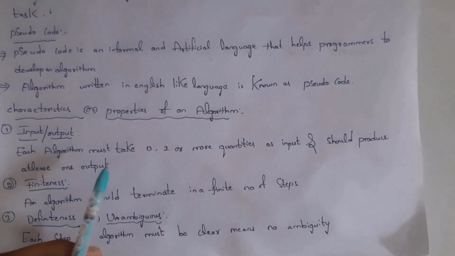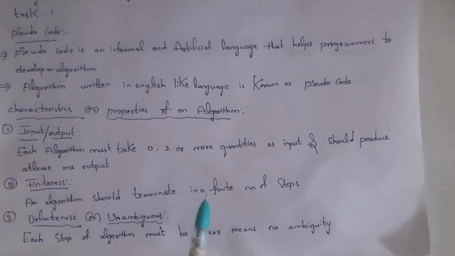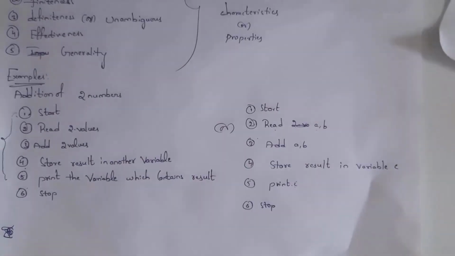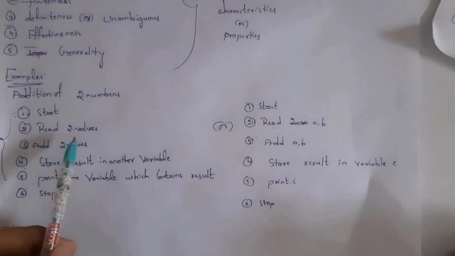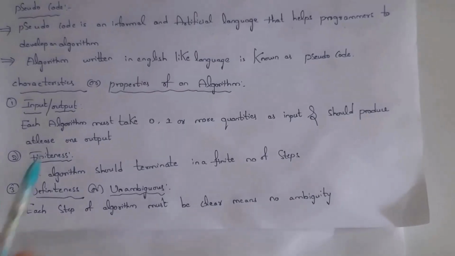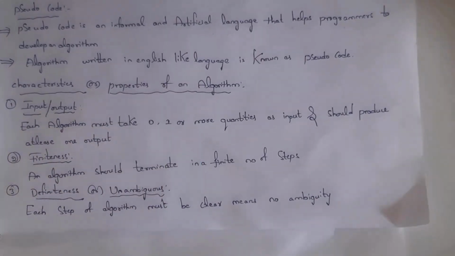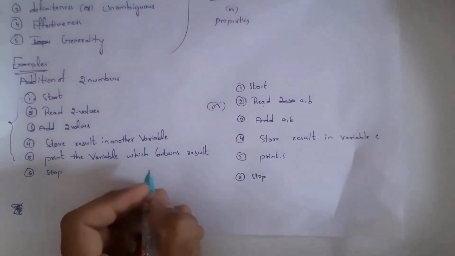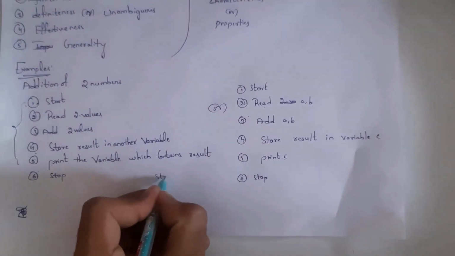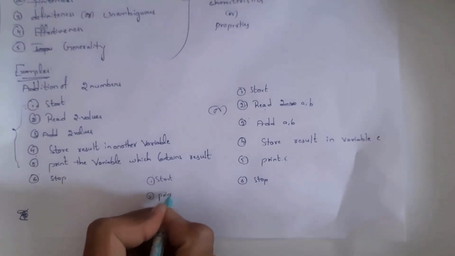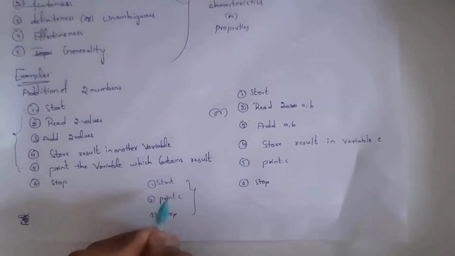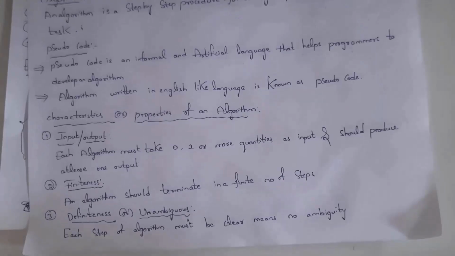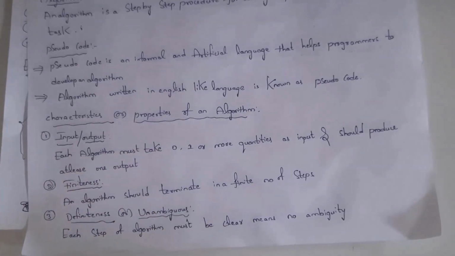Each algorithm must take 0, 1 or more quantities as input and should produce at least one output. For example, in this example, the algorithm took 2 quantities as input. An algorithm must take 0, 1 or more quantities, so input can also be 0. For example, here I am not writing any input. Start. Next, directly I am printing C. Print C and stop. In this, I did not take any input. So, here the quantity of input is 0. An algorithm must take 0 or 1 or more quantities as input.